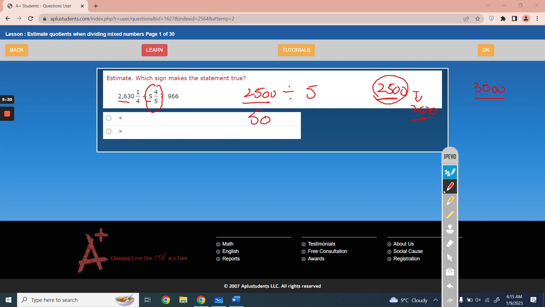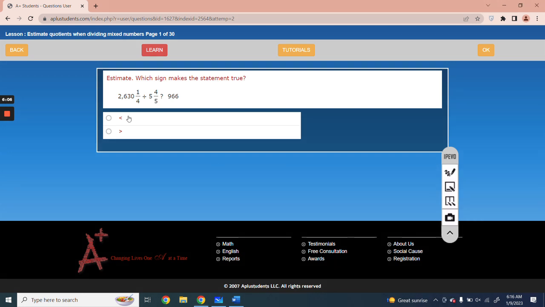2500 divided by 5 is 500. Now you have to compare this 500 to 966. Got it? So 500 is less than 966. Got it? So the correct option is the first one. That is a bit different from rounding. You don't have to round the numbers, you have to estimate the numbers. This is called estimation. You have to estimate the number to the divisor so that it can be completely divisible by the divisor. Got it? So the correct option is the first one. So just select the correct option, then click on the OK button.